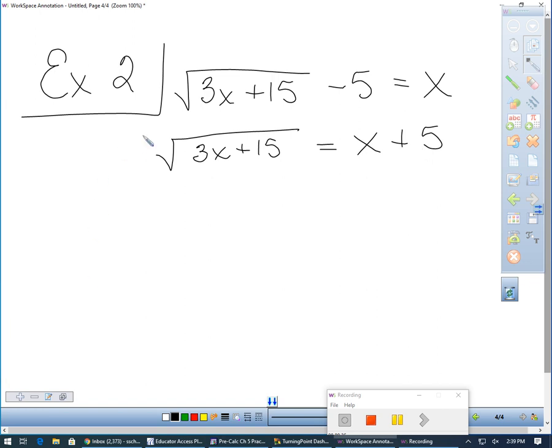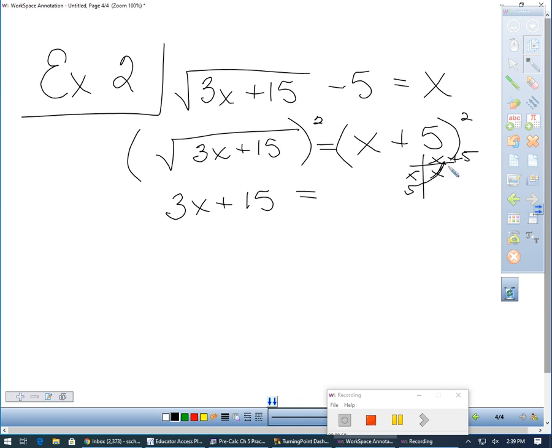Now we square both sides. On this side, the square root and the square cancel. So we have 3x plus 15. On this side, we have to multiply that out in the box. So I'm going to put a little box here. x plus 5 times x plus 5. x times x is x squared. 5 times x, 5 times x, 5 times 5. So we get x squared plus 10x plus 25.